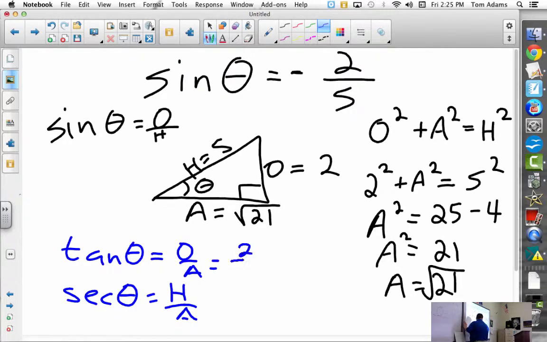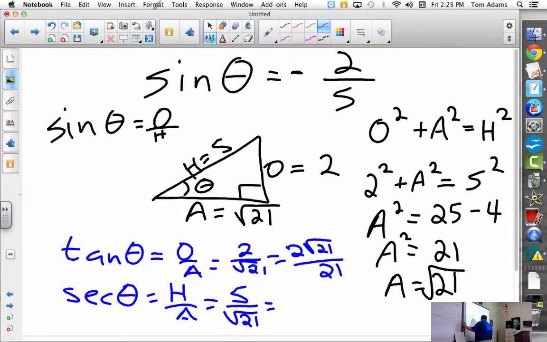So I just plug in the numbers. This would be 2 over the square root of 21, which if we rationalize the denominator would be 2 root 21 over 21. And then this one would be 5 over the square root of 21, which would be 5 times the square root of 21 over 21. The problem is, I did that whole problem and I don't know which one's negative. In other words, is the hypotenuse negative or is the opposite negative?